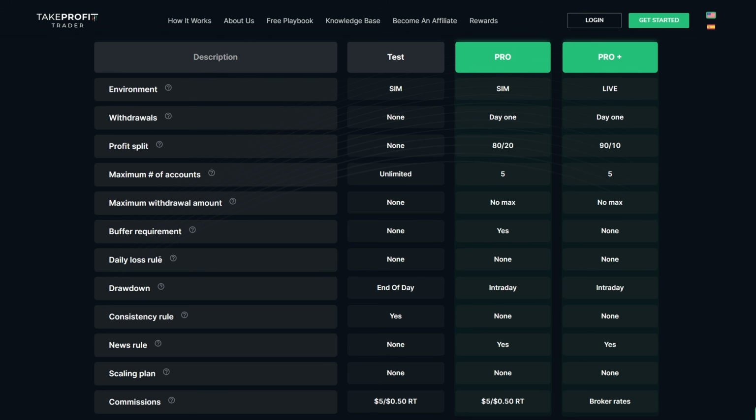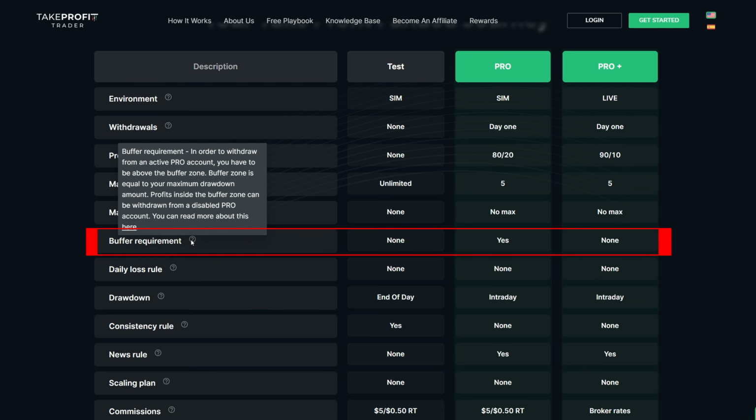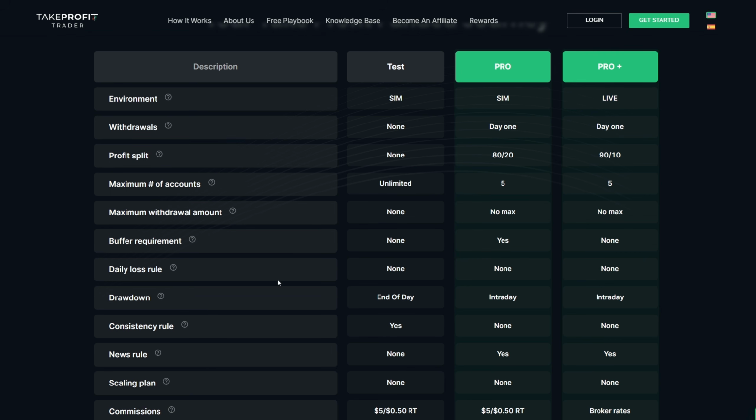The first one is going to be the buffer rule. If we look at what the buffer rule is, we can click on this question mark right here and hover over it. The buffer requirement: in order to withdraw from an active pro account, you have to be above the buffer zone. The buffer zone is equal to the maximum drawdown amount. Profits inside the buffer zone can be withdrawn from a disabled pro account. You can read more about this here. We'll come back and read about how you can withdraw from a disabled pro account, but first, let's go over and look at some of the different accounts.